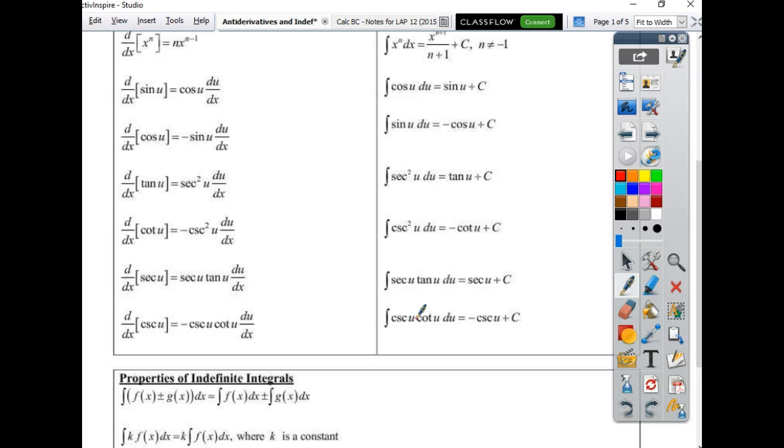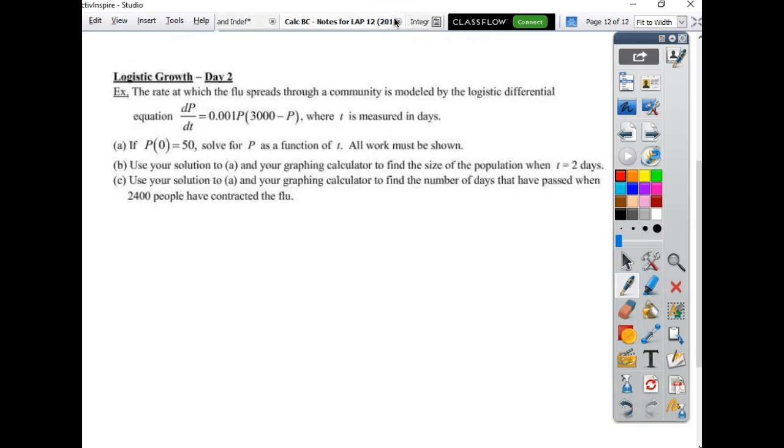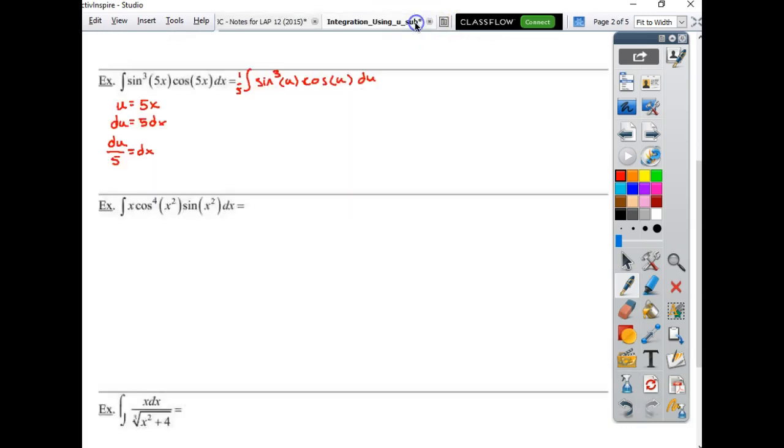I do not see a sine cubed u times the cosine of u. That is not one of my forms. See, in this problem, whoop, wrong one. Let me go to the right page here. In this problem, our u is not going to be 5x. Now this is where it's tricky. Then what else could u be?